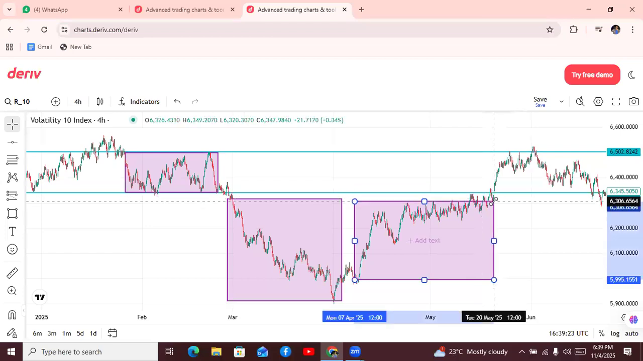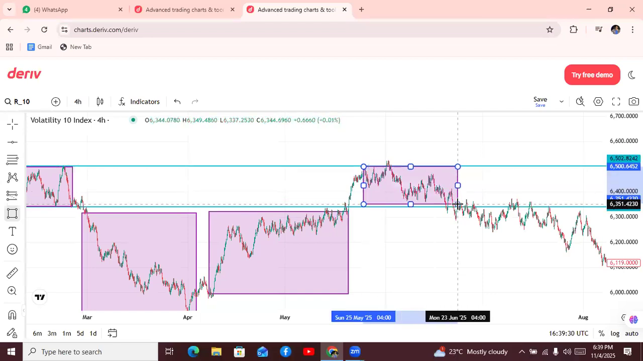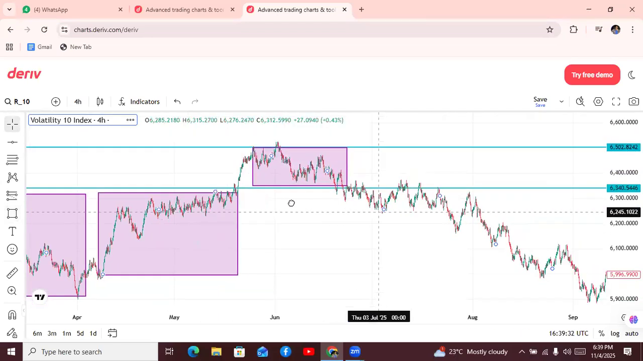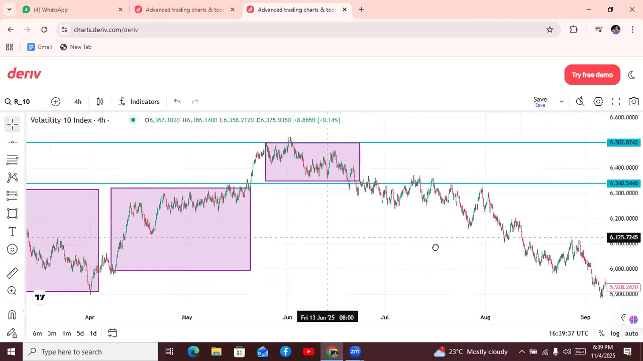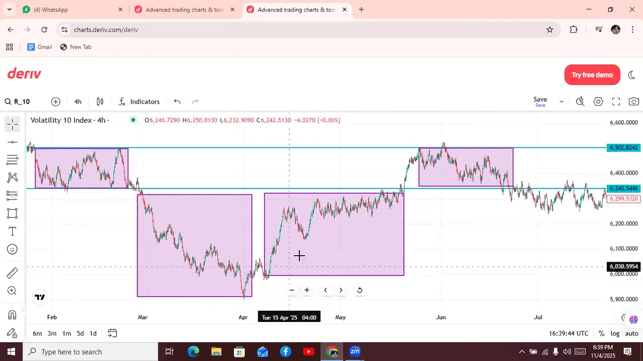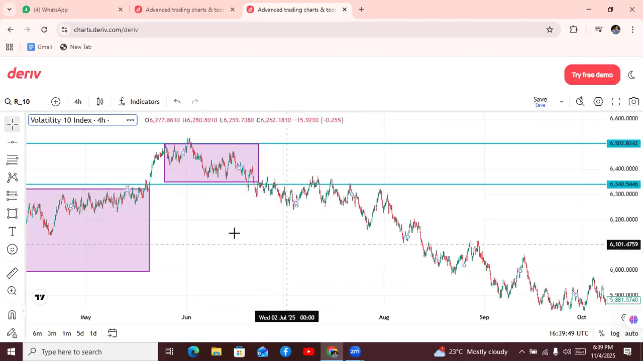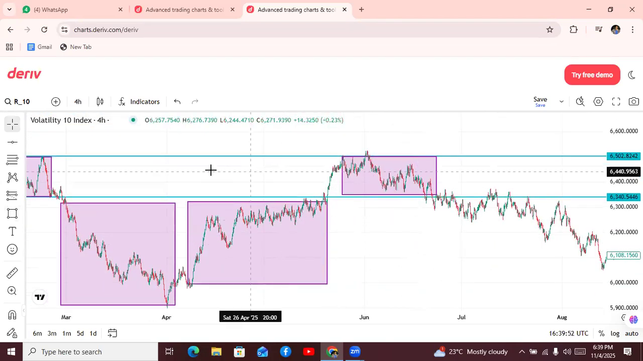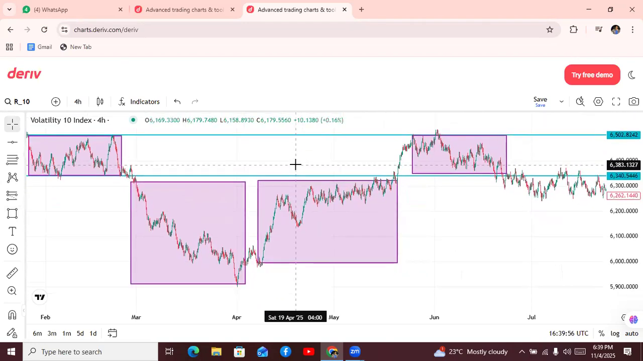Okay, and you see that all market structures are presented, and then we have a small range here and a small range there, and then it became a downtrend and so on. So all types of market structures will be presented: the ranging market, the downtrending market, the uptrending market, and the ranging market again. This sequence of market structure will keep on repeating itself over and over again.